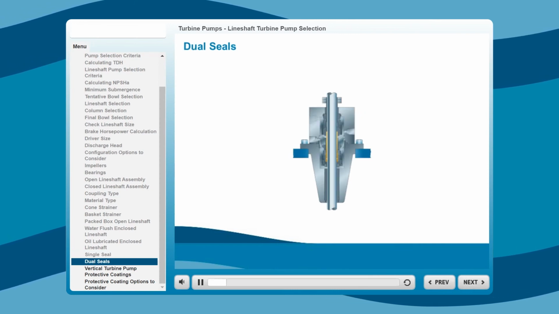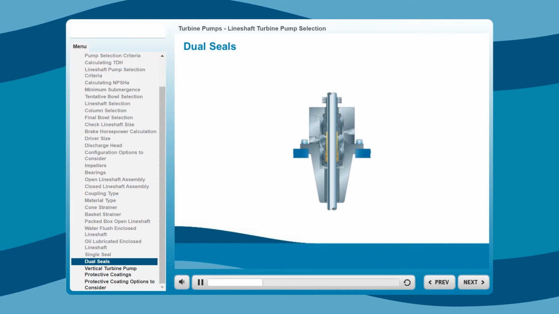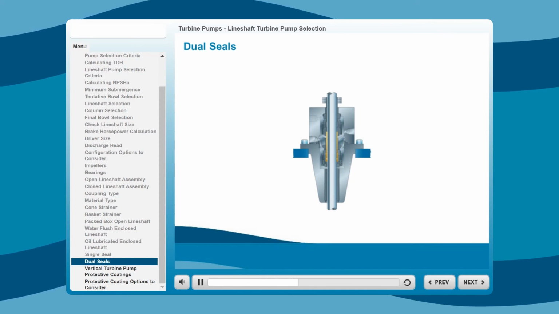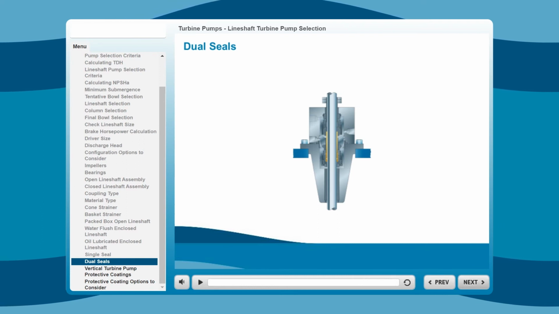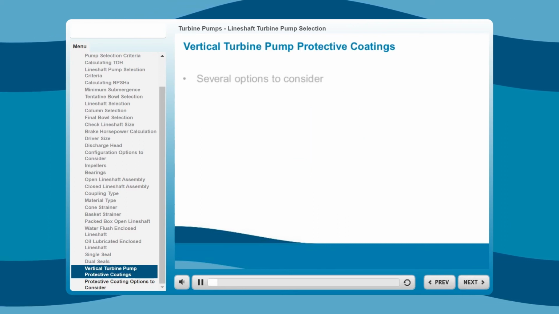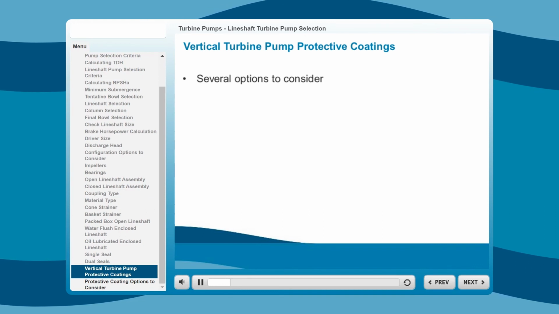A dual seal is 2 seals mounted in line. The chamber between the seals can be filled with a buffer liquid and may be fitted with a pressure-sensitive annunciator for safety. There are several coating options to consider based on your application.